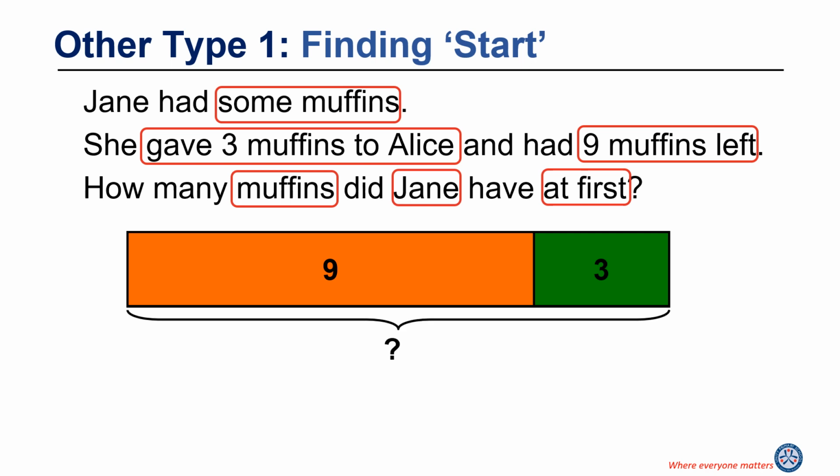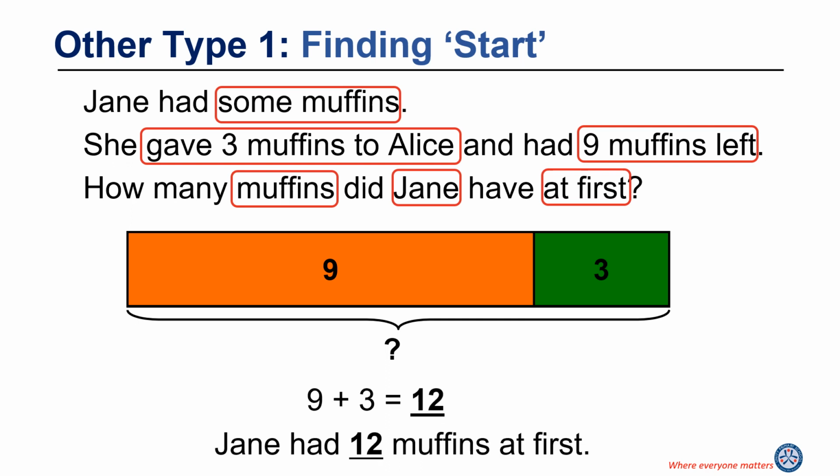From the model, we can see that the parts are given and the whole is unknown. In this case, we have to add the parts together to find the whole. So, 9 plus 3 is equal to 12. Jane had 12 muffins at first.